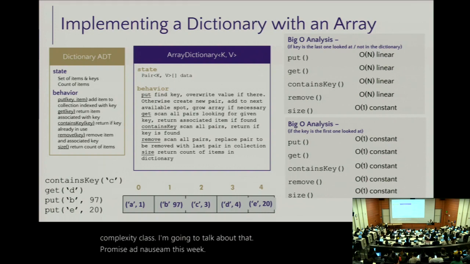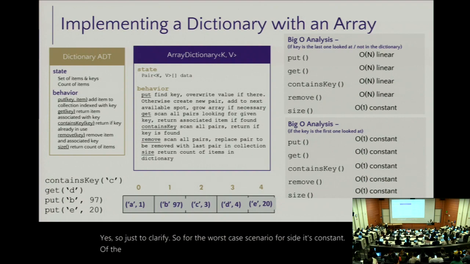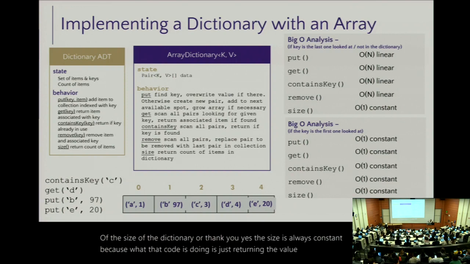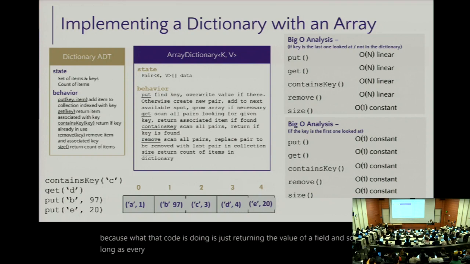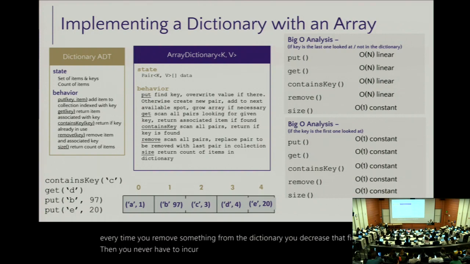Yes? So just to clarify, for the worst case scenario for size, it's constant because it's keeping track of the size of the dictionary, or? Thank you. Yes, the size is always constant because what that code is doing is just returning the value of a field. And so as long as every time you add something to the dictionary, you increase that field, and every time you remove something from the dictionary, you decrease that field, then you never have to incur that linear runtime to count up everything.